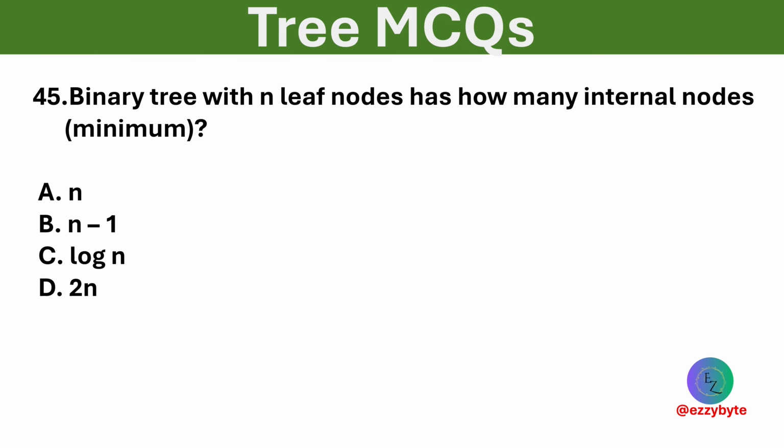A binary tree with n leaf nodes has how many internal nodes? Options are n, n-1, log n, and 2n. Option B is correct. At minimum, the number of internal nodes is equal to leaf nodes minus 1.